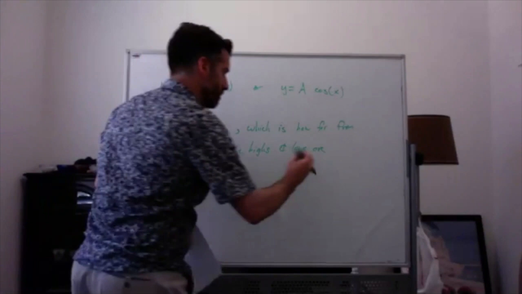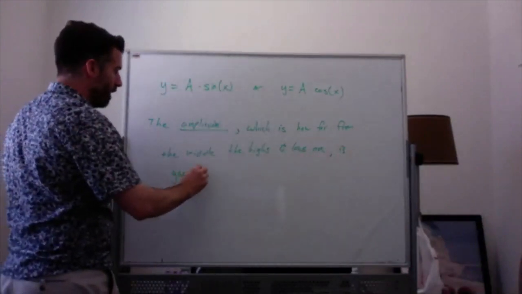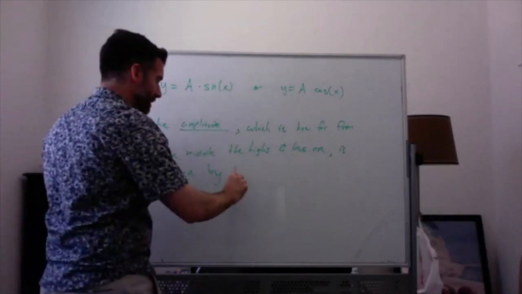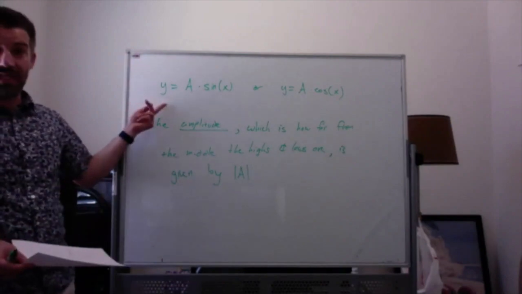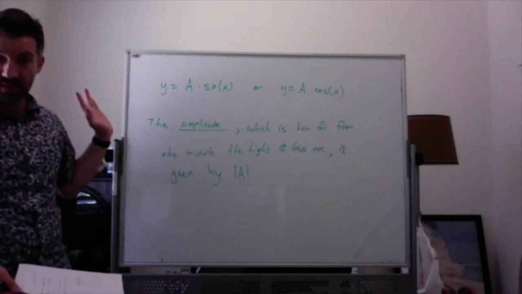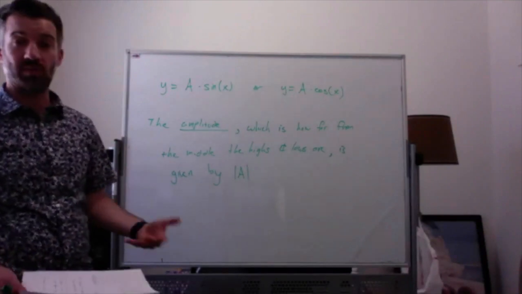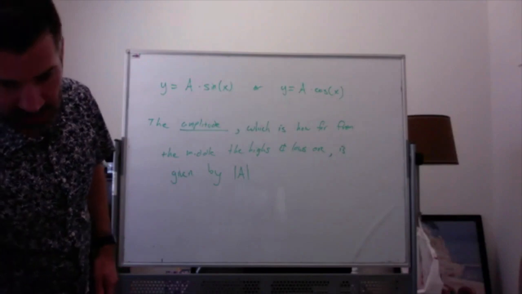So the amplitude is given by, well, I should say, it's not actually the coefficient out there, it's the absolute value of the coefficient. Because you could have y equal to -2 times sine of x, and we would still say the amplitude was +2. And amplitude is always a positive thing. So let's look at a couple examples.